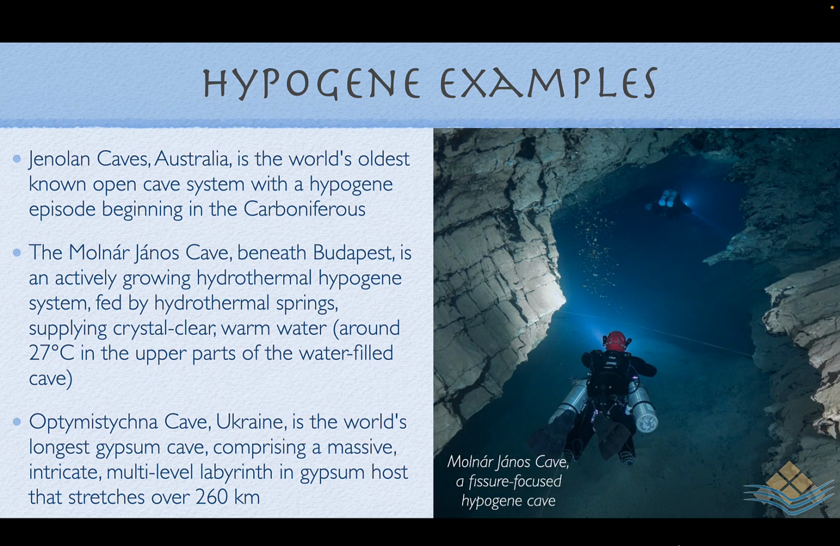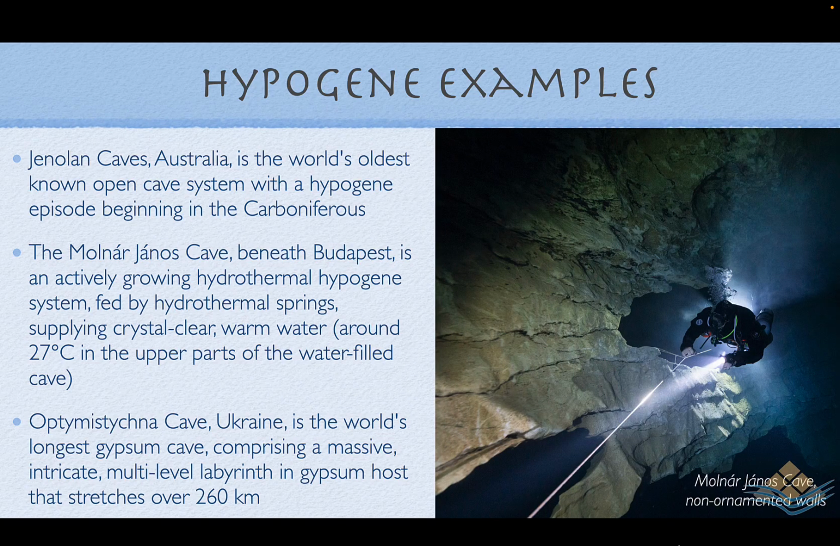Then we have the Molnár János cave beneath Budapest in Hungary, which is an actively growing hydrothermal system. And those waters are at about 27 degrees in the upper parts of these hypogene water-filled cavities. Notice the lack of surface ornamentation on these leaching systems. We don't see evidence of any ornamentation associated with leachings from these hydrothermal waters.